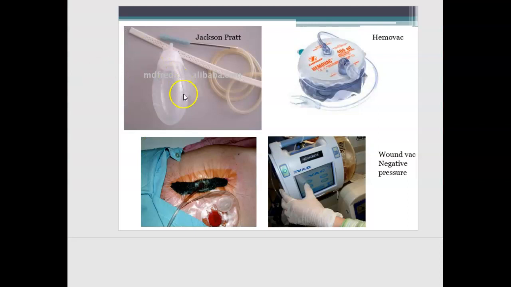Now here we have a Jackson Pratt, a Hemovac. We also have wound drainage, and then wound vac is a negative pressure. So it depends on the facility. You'll see different things. And as we're in the clinical environment, I will show you. I'll look in the skills lab and see if we have the Jackson Pratt and the Hemovac so I can show you. If not, more than likely you will see it in the clinical environment.